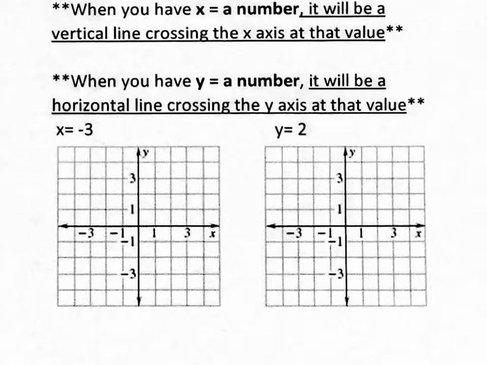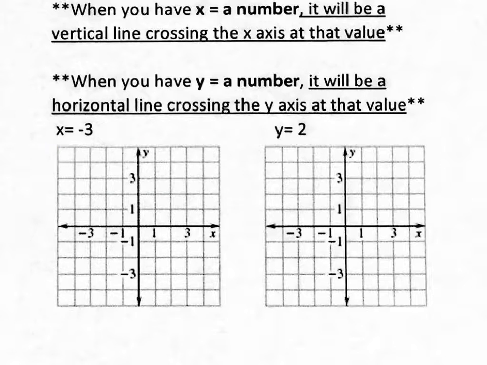Let's take a look at this first one before reading anything else. When you have x equals a number, you guys see this right here? There's an equation. It says x equals -3. So if I told you to graph this, you would be thinking, wait a minute, I can't get y by itself. I can't do function form. That's exactly right. You can't do function form because there's not even a y right there.